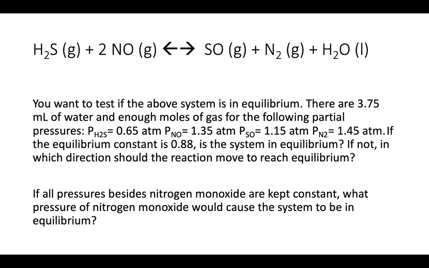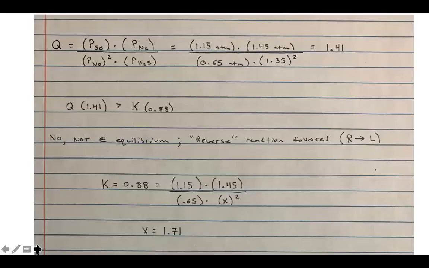The second part says, if all pressures besides nitrogen monoxide are kept constant, what pressure of nitrogen monoxide would cause the system to be in equilibrium? This second part actually kind of indicates that in the first part, you're not going to be at equilibrium. But let's prove that, and if we're not at equilibrium, try to figure out which direction we should move in.